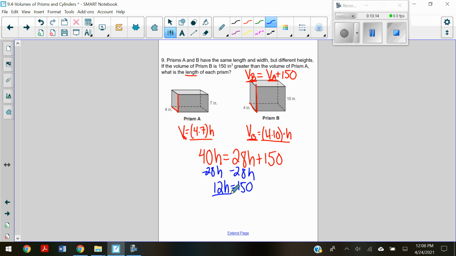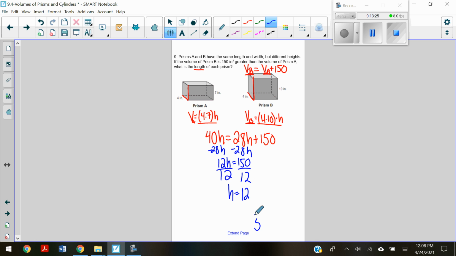And I can divide both sides by 12. So 150 divided by 12. And I find that the H, the length or the height in both prisms is 12.5. So if I was to plug 12.5 back in for these H's, I would find my volume of prism B to be 150 inches cubed larger.